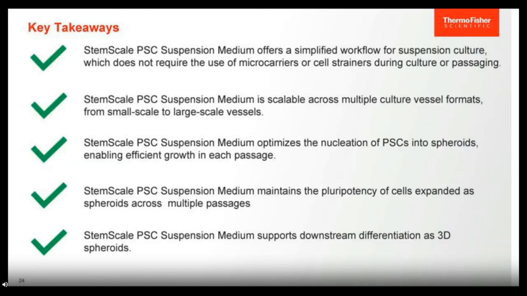So here are the key takeaways that I'd like you to remember. We've shown that StemScale PSC suspension medium has a simplified workflow for suspension culture, which does not require the use of microcarriers or cell strainers. We've shown that our medium is scalable across multiple culture vessel formats, from the small scale well plates up to the large scale 3-liter bioreactors. Our medium optimizes the nucleation of pluripotent stem cells into spheroids, which enables efficient growth over multiple passages in suspension. And it also maintains the pluripotency of cells that are expanded as spheroids across multiple passages. And as you'll see on the upcoming slides, Michael Derr will show how it supports downstream differentiation as 3D spheroids.